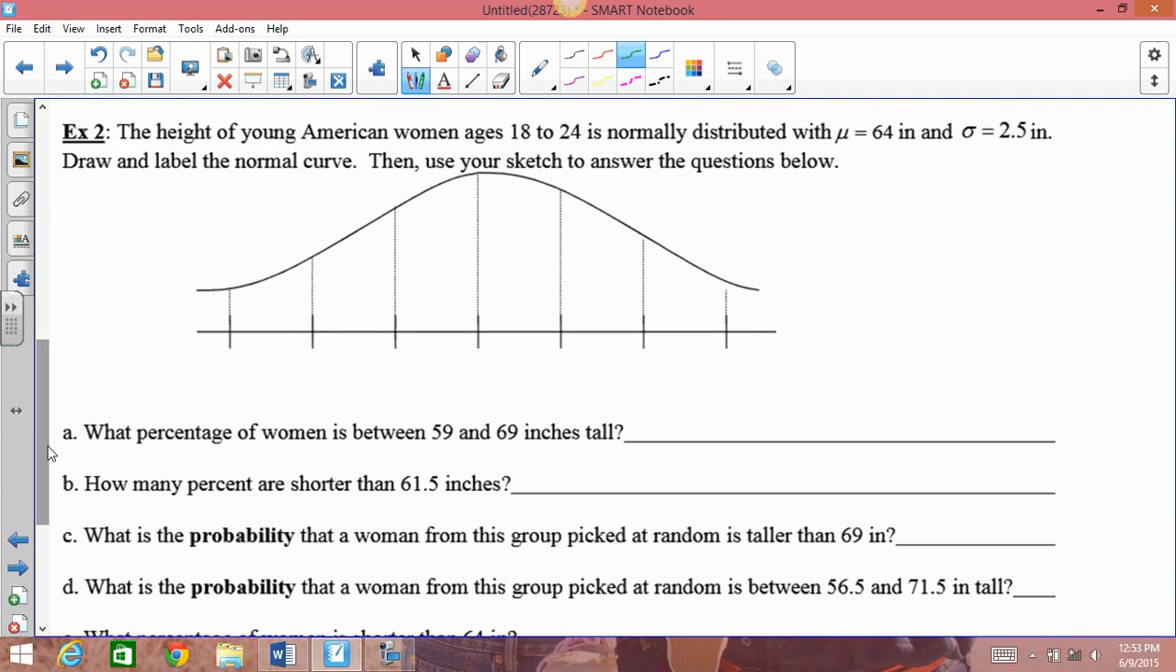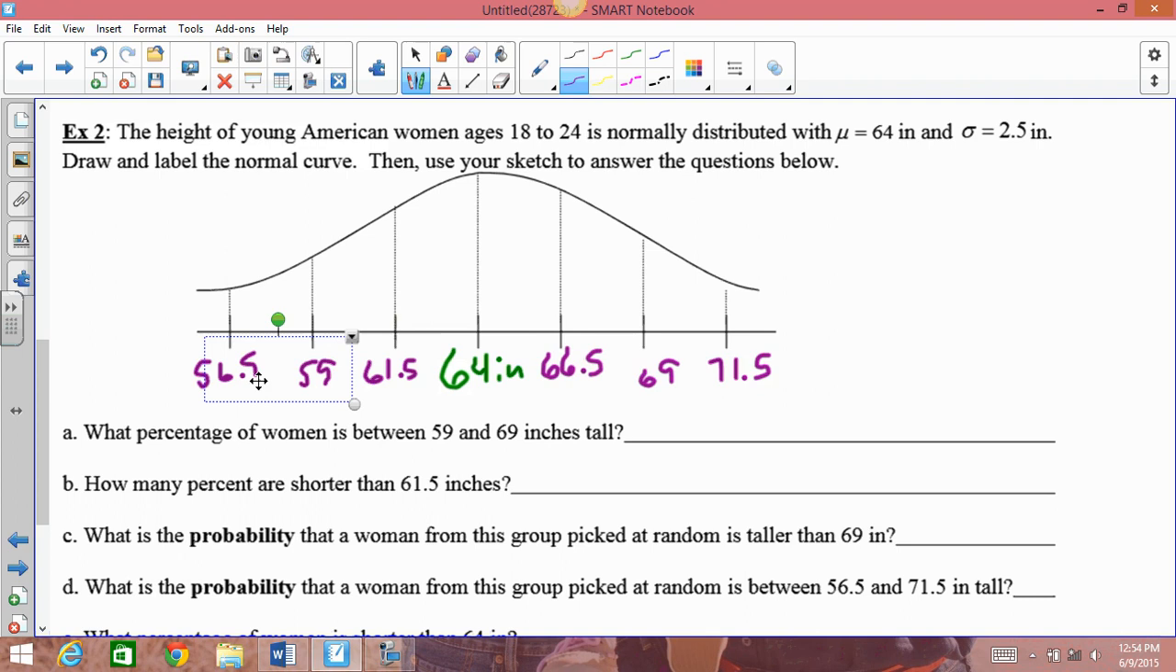Here it says the height of young American women ages 18 to 24 is normally distributed with a mean of 64 inches and a standard deviation of 2.5 inches. We want to draw and label our normal curve. So, average height, 64 inches. I'll keep the inches in, that's fine. And then I will add 2.5 on the right, so that's going to put me at a height of 66.5, 69, and then 71.5. Going below, I would have 61.5, 59, and 56.5.